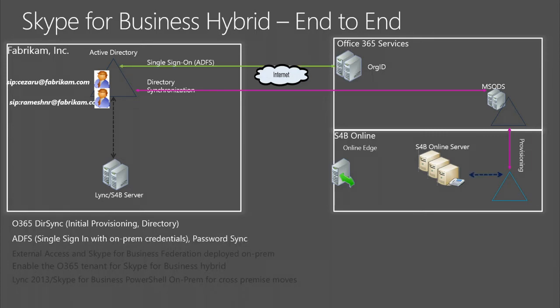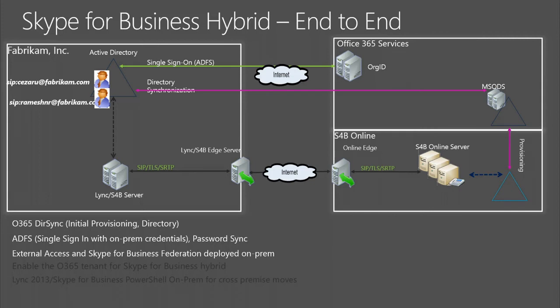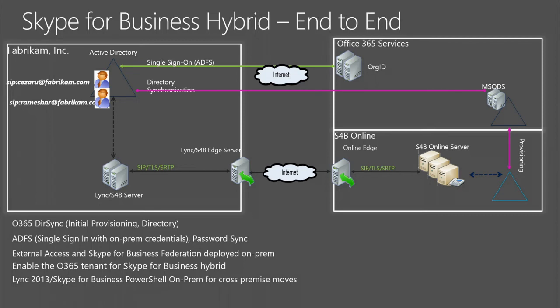We talked about setting up ADFS, or password sync, for user authentication, bringing the external edge to your on-premise deployment if you don't have it already. We enabled the tenant in online for split domain. And at that point, using the on-premise PowerShell cmdlets, Lync Server 2013 PowerShell or Skype for Business 2015, users can be moved between environments. Again, it's two-way. You can move them to online and back.